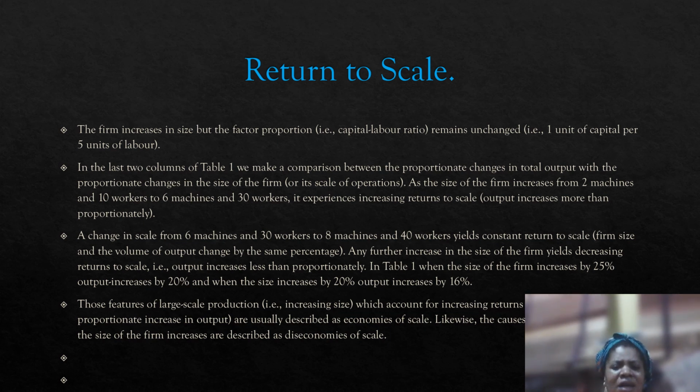The firm increases in size, but the factor proportion, that is capital labor ratio, remains unchanged. That is 1 unit of capital per 5 units of labor. In the last two columns of that table, we make a comparison between the proportionate change in total output with the proportionate change in the size of firm, or its scale of operation.